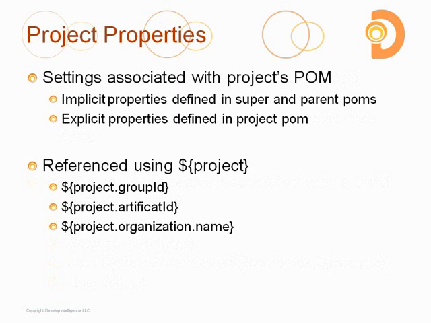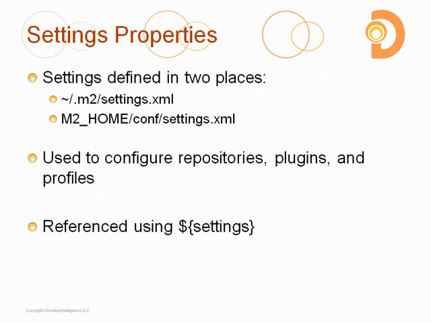If I were to access the project properties like the group ID, artifact ID, and so on, I would just start my reference with the word project dot and then whatever element within that POM I'm trying to access. Remember, I'm just grabbing the value, so it's basically going to echo the value out into whatever configuration I'm trying to use.